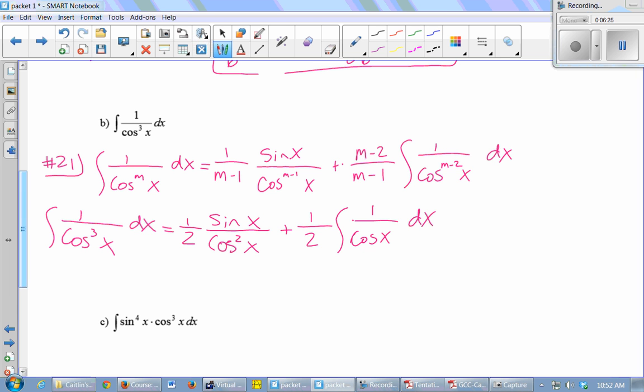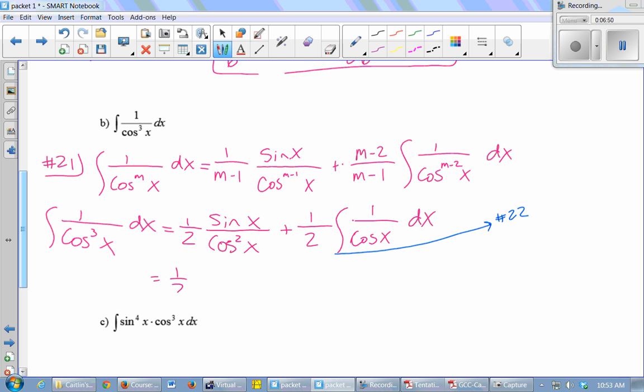So now I have to take the integral of 1 over cosine x, and I'll be done. Do we know that off the top of our heads? Yeah, we don't, but it's in the table, number 22. So I can just write it down.